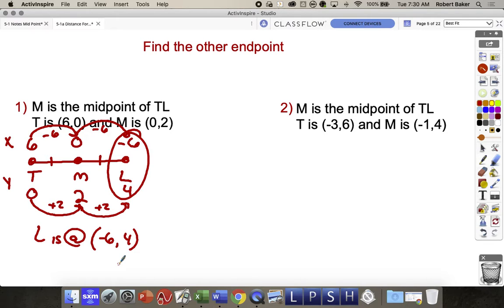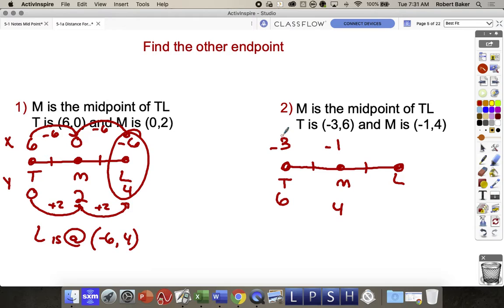So the same thing over here on number 2. We have the same line segment TL, and we have midpoint M. So I know those two line segments are congruent to each other. C is at the point negative 3, 6, and M is at the point negative 1, 4.